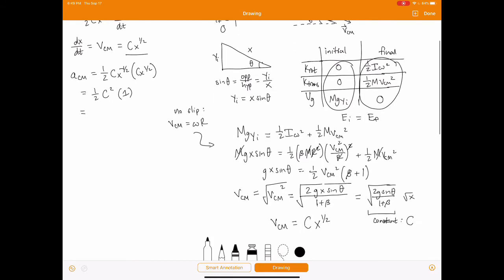Okay. So remember that constant c that we defined earlier? That was the square root of 2g sine theta over 1 plus beta. We're squaring that guy. So we just get rid of the square root, cancel out the factor of 2, and then we have g sine theta over 1 plus beta. You get the same answer. Okay, that's the acceleration of this rolling object as it rolls down the ramp. Same result.